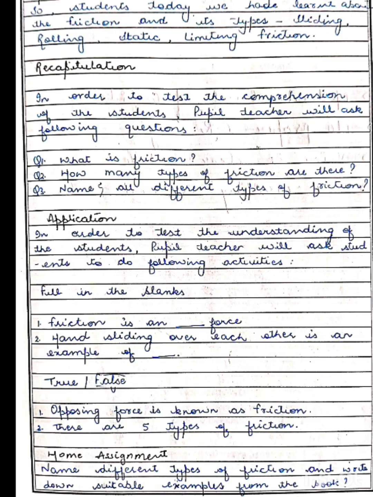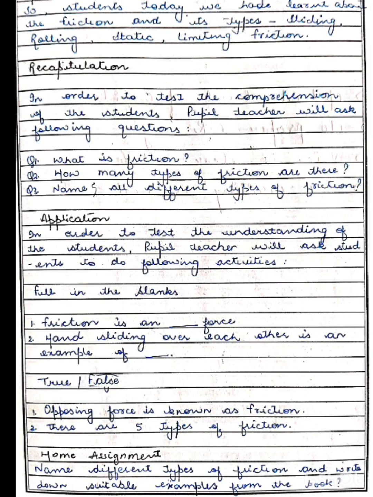And in the last, the homework is given by the student: name different types of friction and write down suitable examples from the book. Whenever you give the homework, always remember that homework should be a creative homework. Okay, so these are the basic elements you have to write in the lesson plan of Herbartian approach.